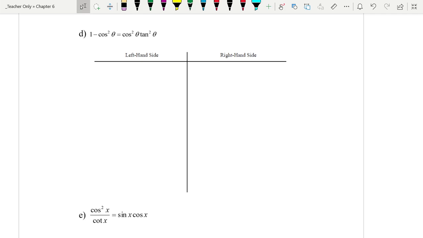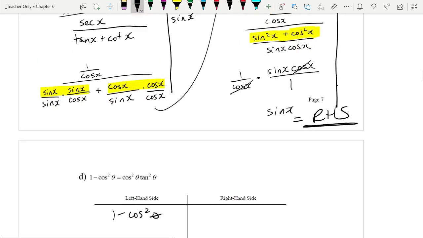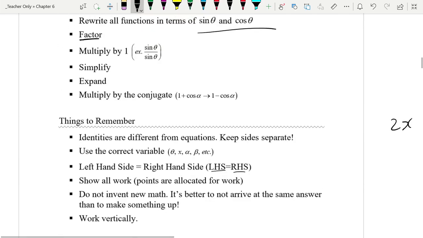Now, I have to choose. Remember, we were told to only pick one side and work with it until it turns into the other side. You tend to pick the one that looks the more complicated. This side here isn't very complicated, and I'm already thinking ahead. I know what this equals. Need a refresher on what that equals? Go back to your identities page.